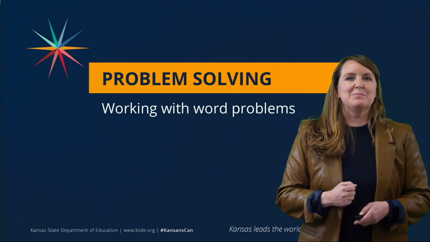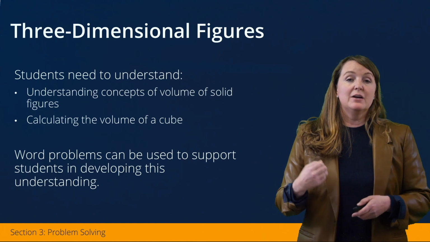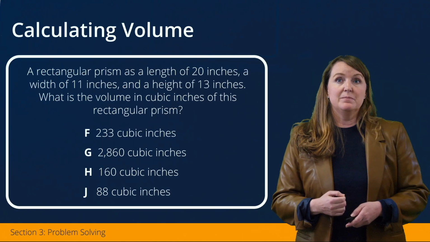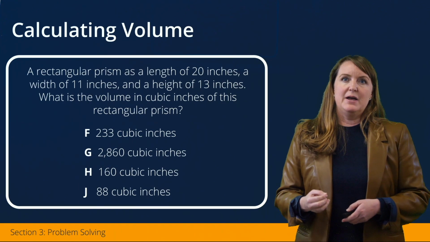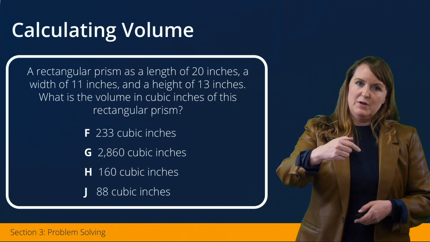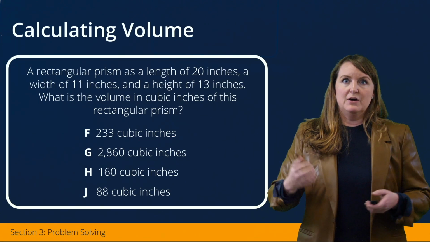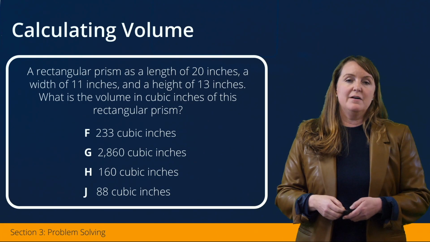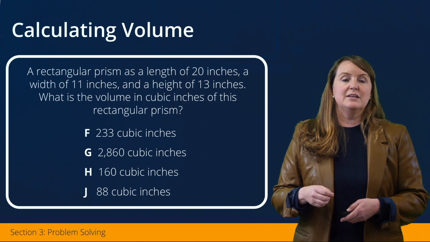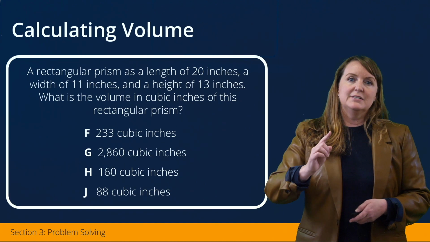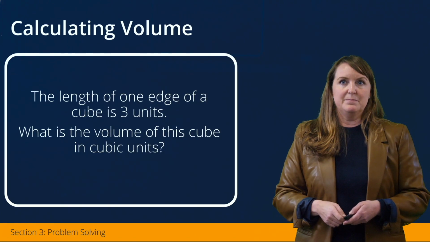All right, let's get into some problem solving now, where we could think about what problem solving looks like when we're thinking about calculating volume. Well, here are some example questions. A rectangular prism has a length of 20 inches, a width of 11 inches, and a height of 13 inches. What is the volume in cubic inches of this rectangular prism? So here students need to be able to understand that they have to multiply length times width times height to calculate the volume of that prism.